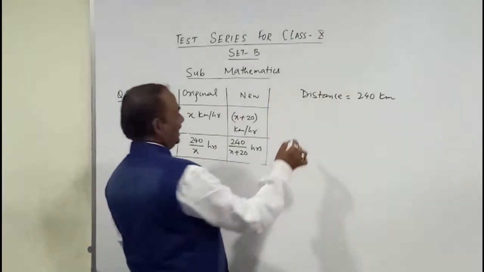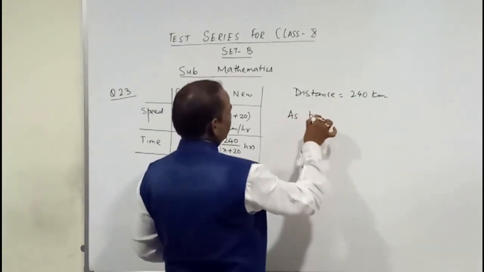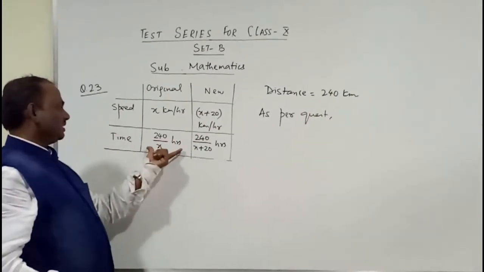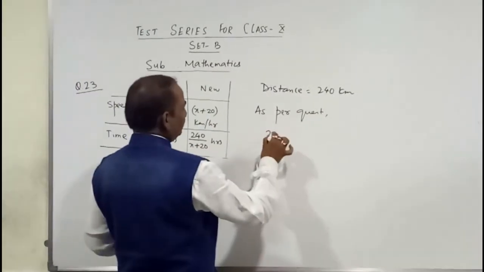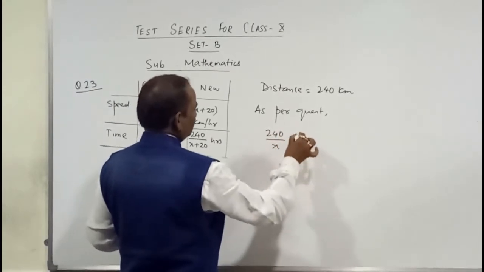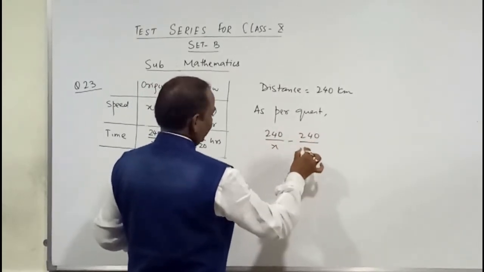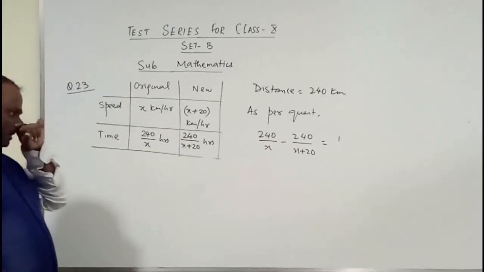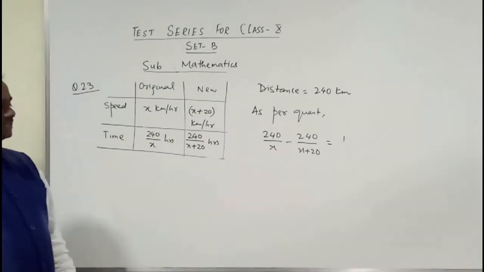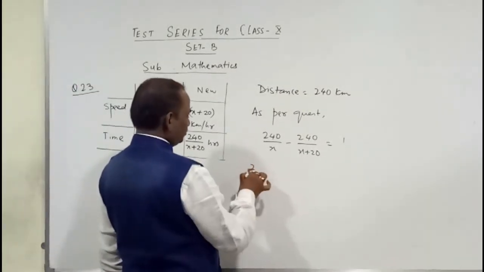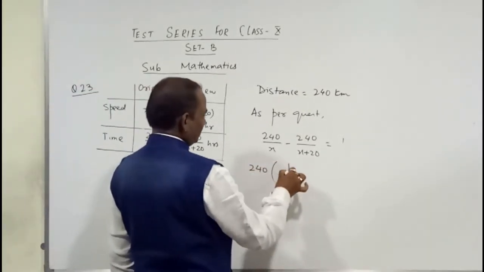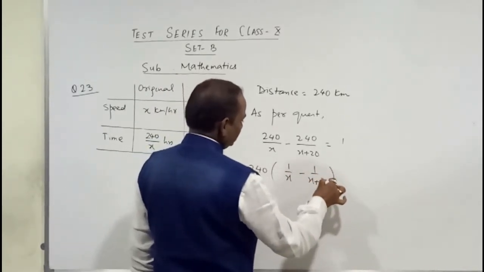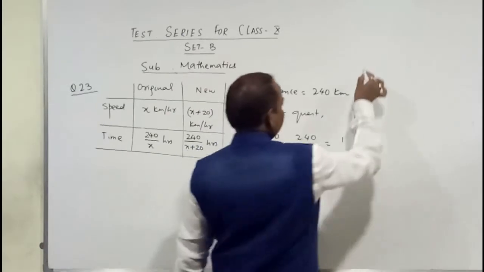तो आई से एज पर क्वेश्चन या अकॉर्डिंग टू द क्वेश्चन, इक्वेशन बनाने के लिए अपन ऐसा कर सकते हैं, ये ज्यादा है ये कम है, तो 240 अपॉन x माइनस 240 अपॉन x प्लस 20 इज इक्वल टू 1 आवर. डिफरेंस 1 आवर कर दिया है. अब इसको अपन सॉल्व करेंगे तो अपने को x की वैल्यू मिल जाएगी. यहाँ 240 ऊपर कॉमन दिख रहा है तो ये हो जाएगा 1 अपॉन x माइनस 1 अपॉन x प्लस 20 इज इक्वल टू 1. लेट्स प्रोसीड.